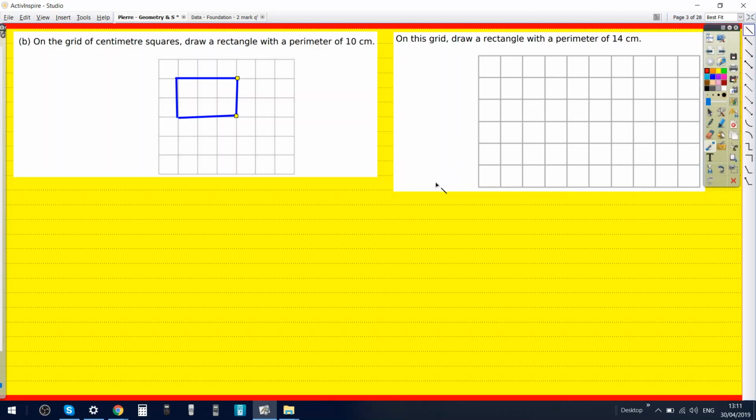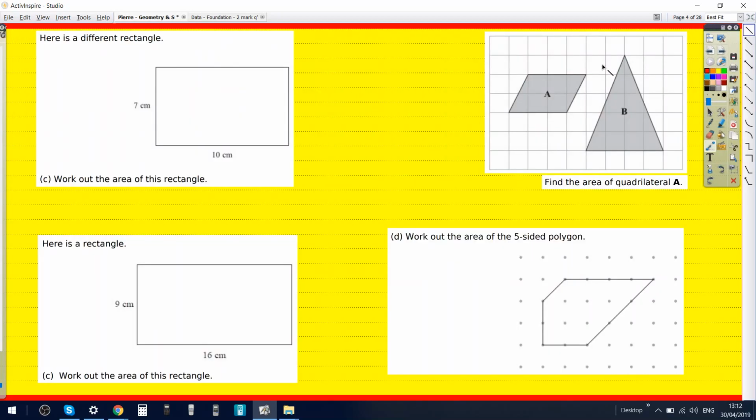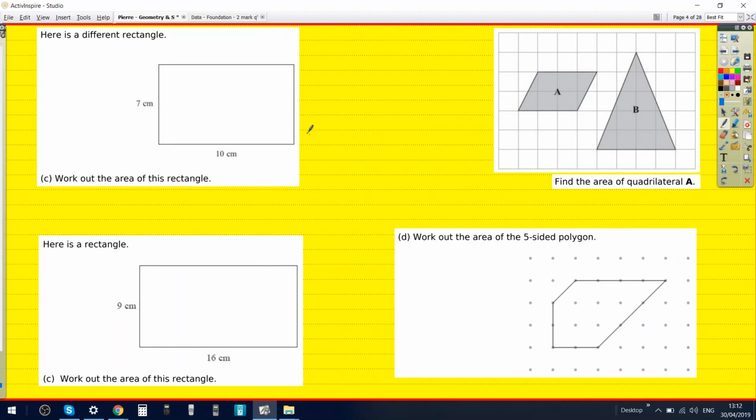Okay, so 14. So half of 14 is 7. So 5 and 2 make 7. So 2 up, 5 along. Yeah. And then you just join it together. And that's 5, 10, 12, 14. So, right. Okay, now we're into area.